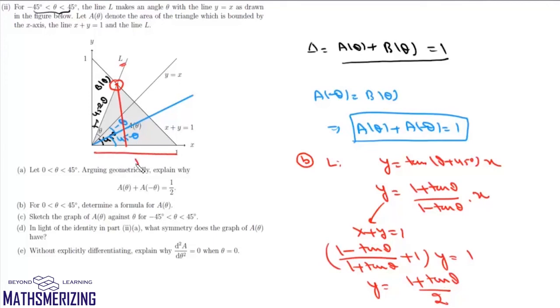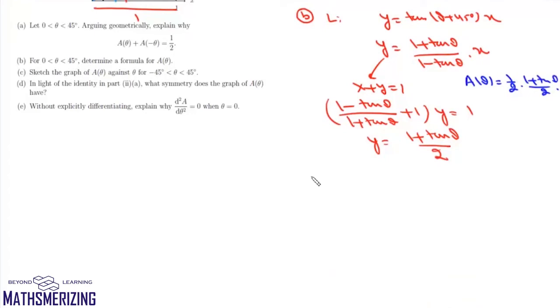This base is 1. So the area of this triangle, A(theta), will be 1 by 2 into (1 plus tan theta) by 2 into 1. So from here we can write A(theta) is (1 plus tan theta) by 4. Now we need to draw the graph of this function.